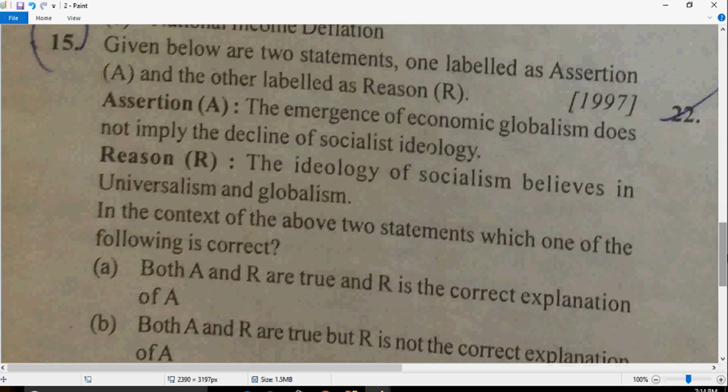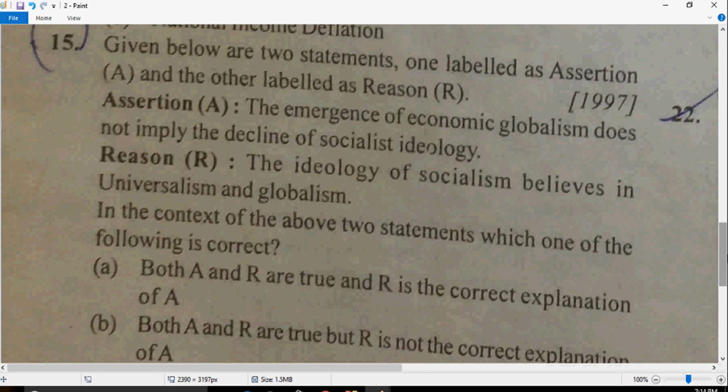Given below are two statements, one labelled the assertion, the second the reason. The emergence of economic globalism doesn't imply a decline of the socialist ideology. What do you think of that? Question 15: absolutely correct, because the emergence of economic globalism doesn't imply the decline of the socialist ideology.